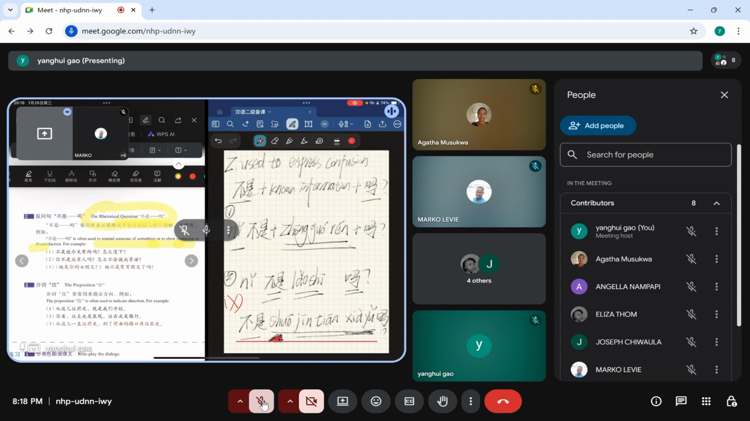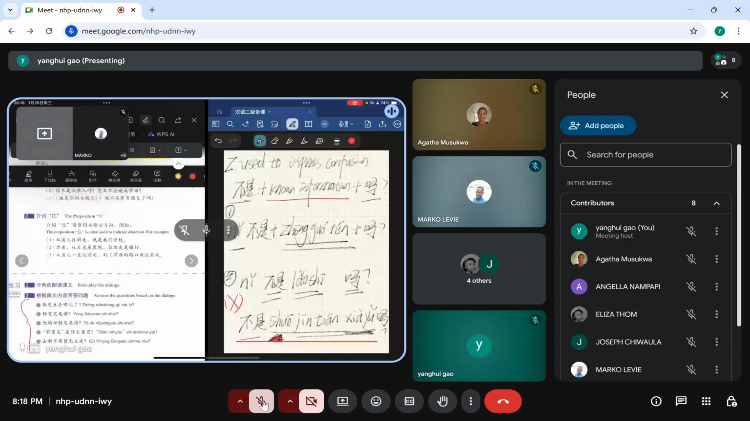So we just need to remember the basic form is 不是, as a known information, as a 吗. So a reminder or a confusion is about the known information. Okay. So let's see the last one.